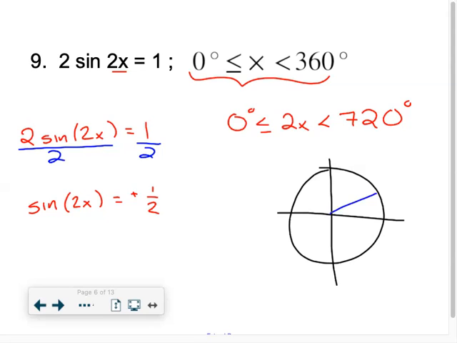We're also going to have an angle in the second quadrant here. Both of these angles are going to have the same reference angle. And at this point, that reference angle is going to be 30 degrees, right? So this is a 30-degree reference angle. This is a 30-degree reference angle.